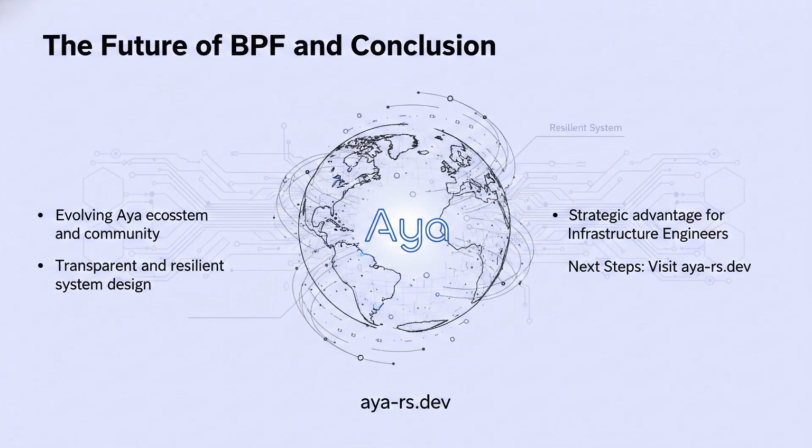The Aya ecosystem is rapidly evolving, bringing the power of Rust to the deepest levels of the Linux kernel. As we've seen, combining Rust safety with eBPF's visibility allows us to build tools that were previously impossible. We are moving toward a world where observability is built into the fabric of the infrastructure, not bolted on. For senior architects, mastering the Aya-BPF ecosystem is a strategic advantage. It allows you to design systems that are not just scalable, but also transparent and resilient.